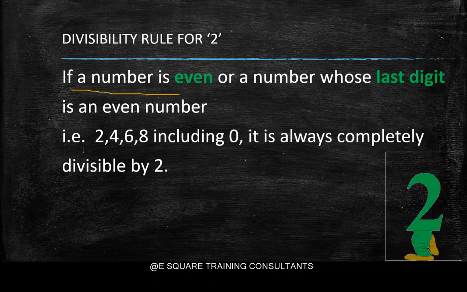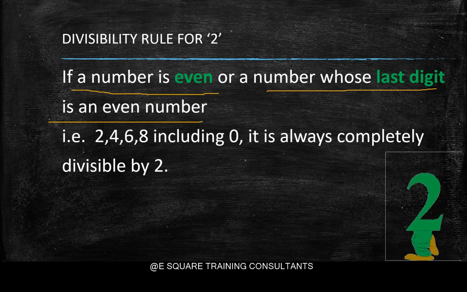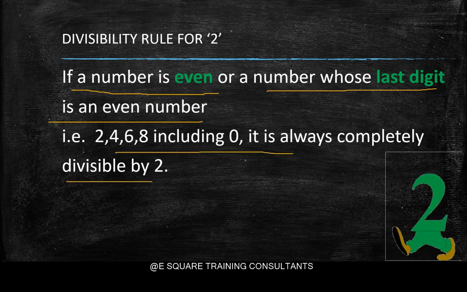If a number is even, or any number whose last digit is an even number, the number itself is an even number and all even numbers are divisible by 2. In other words, if the last digit or the unit digit of any given number is either 0 or 2 or 4 or 6 or 8, then it is completely divisible by 2.